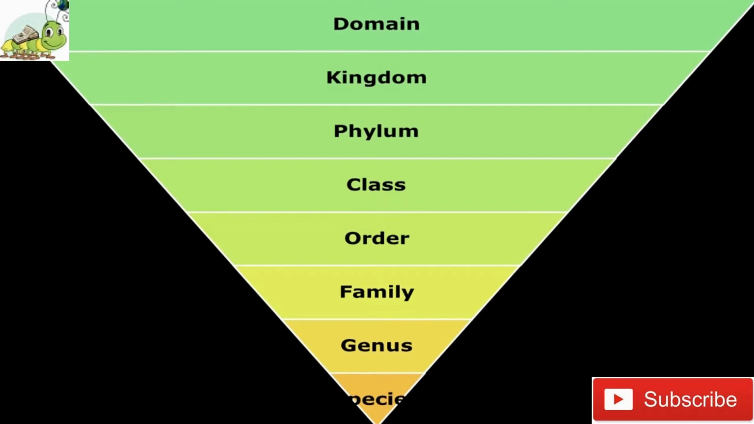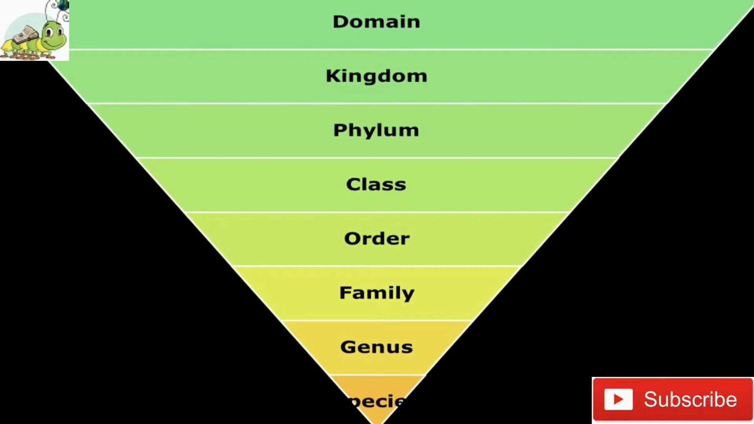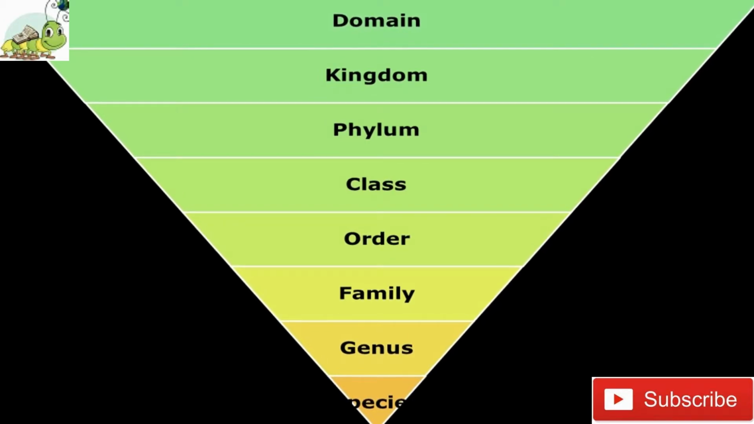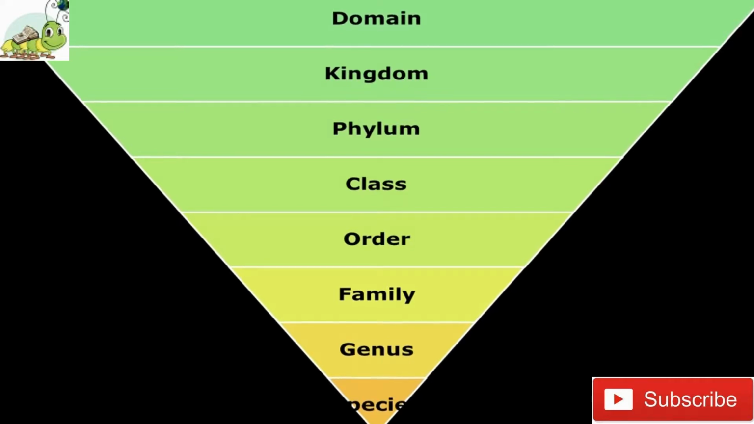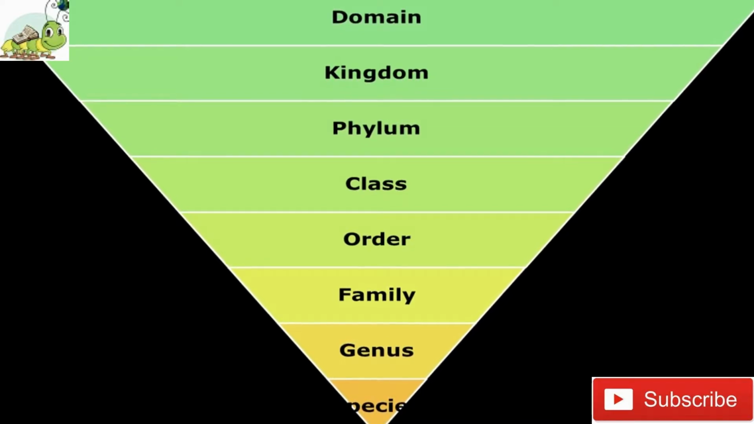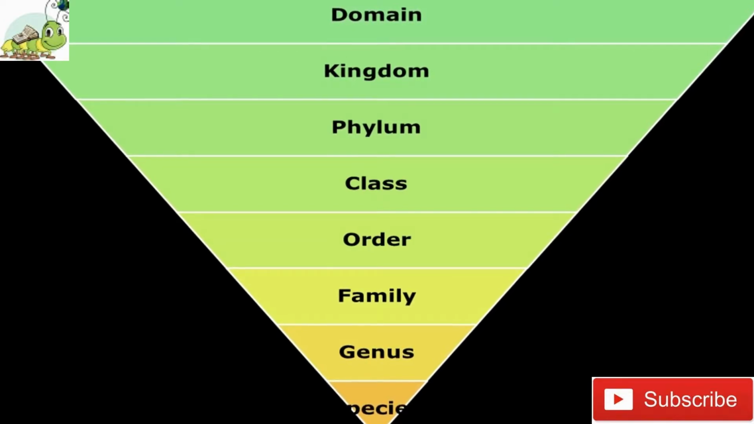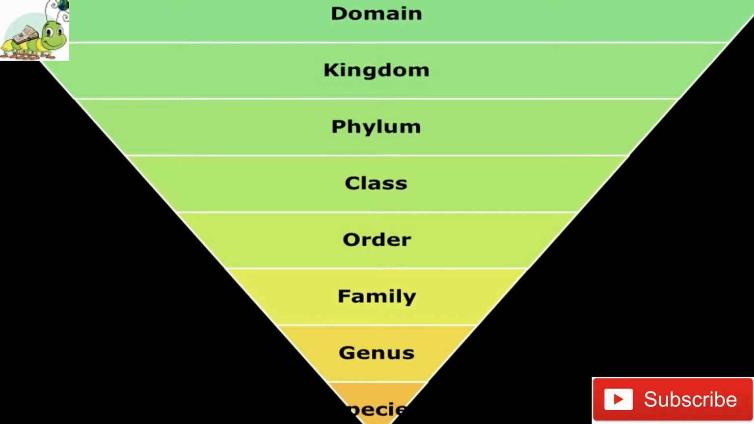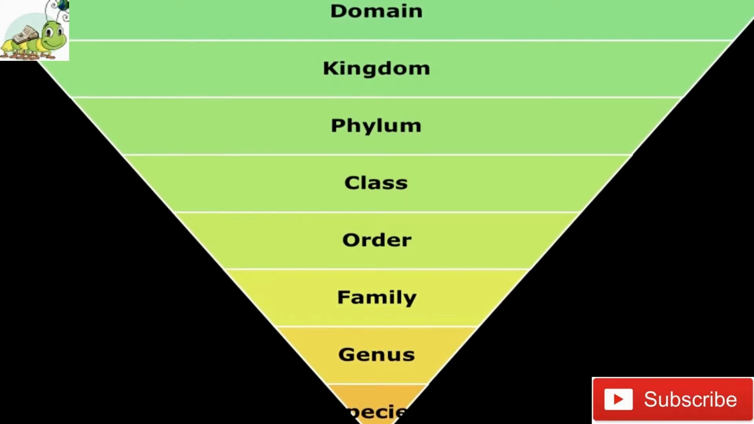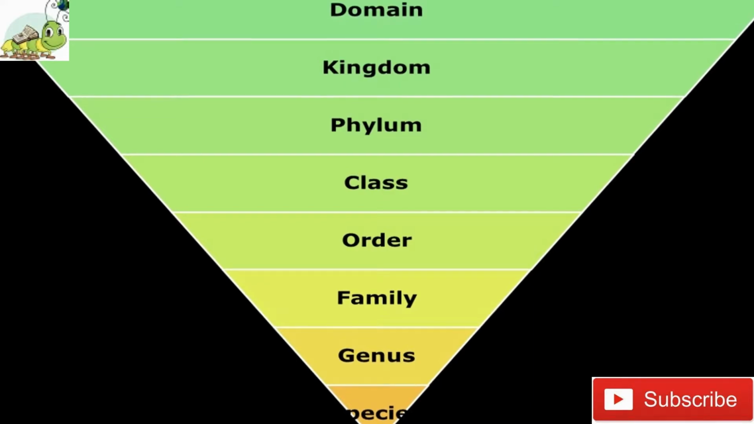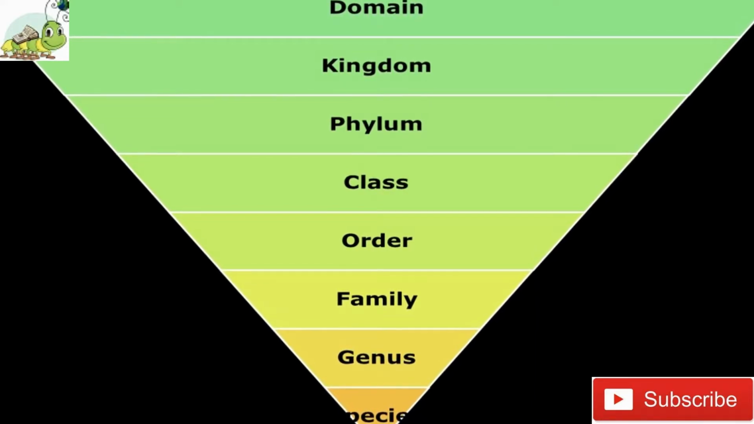Next one, the phylum. Phylum, the plural form is phyla. It is the next rank after kingdom. It is more specific than kingdom, but less specific than class. There are 35 phyla in the kingdom Animalia, including Chordata, all organisms with a dorsal nerve cord. Then Porifera, the sponges, and Arthropoda, the arthropods.